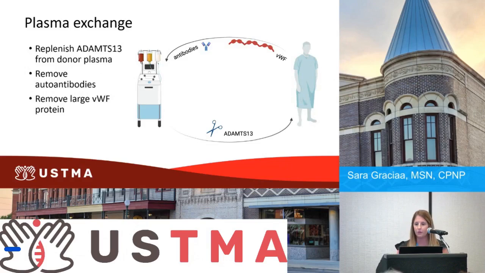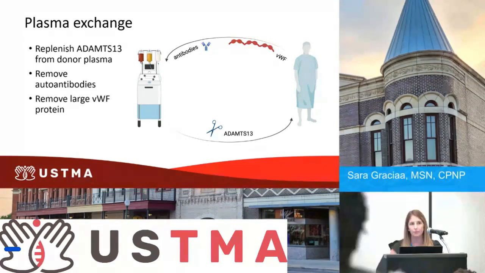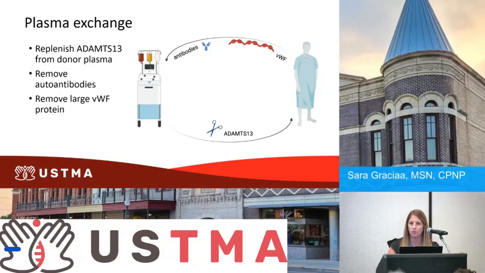So therapeutic plasma exchange is really the cornerstone of TTP treatment. During plasma exchange, plasma is removed from the blood and it's replaced with healthy plasma, which is the fluid part of the blood that carries the blood cells. Plasma exchange replaces the deficient ADAMTS13, but it also removes the anti-ADAMTS13 antibodies, as well as the large sticky von Willebrand factor.